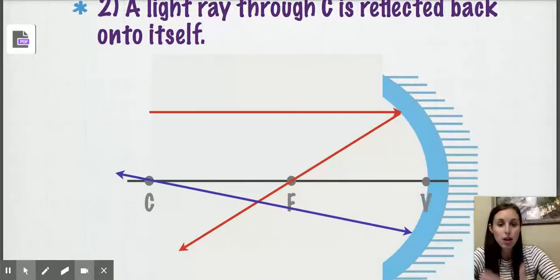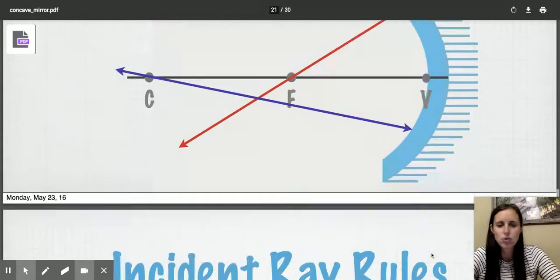So if we take a look at both of these together, we can see our 2 rules on the same diagram: coming in parallel, going through F, and then bouncing back through C.